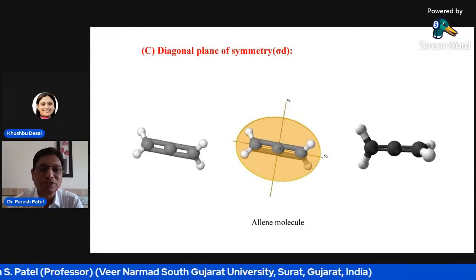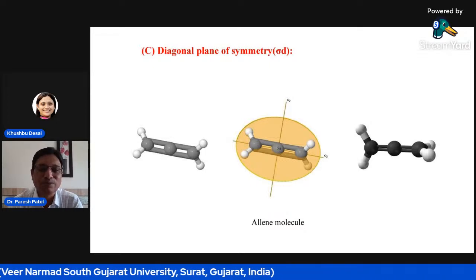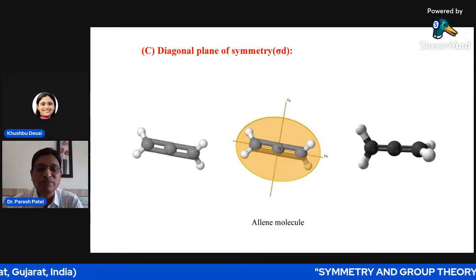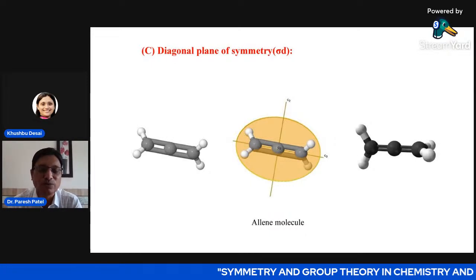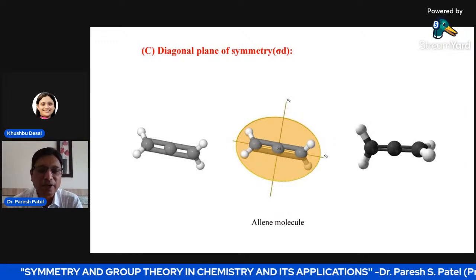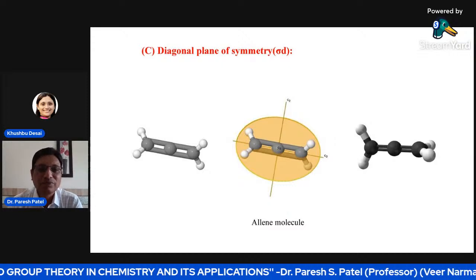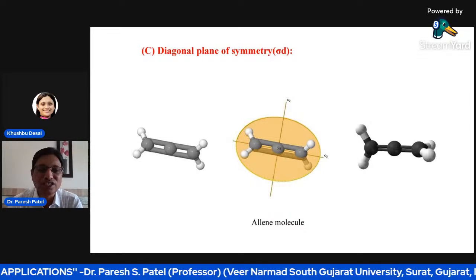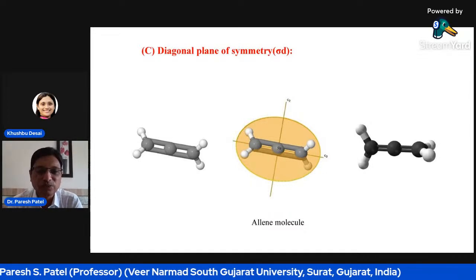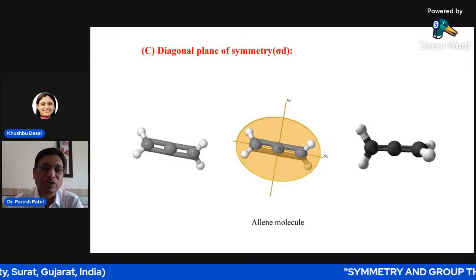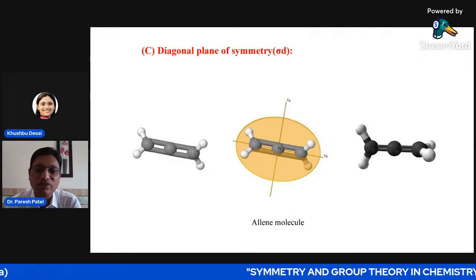Now, the third type of plane of symmetry is the diagonal plane of symmetry, and it can be symbolized by sigma d. Now, what is a diagonal plane of symmetry? This type of plane can bisect the main principal axis as well as C2 in such a way that one part of the molecule is the mirror image of the other part of the molecule. So this type of plane of symmetry can be recognized as a diagonal plane of symmetry.